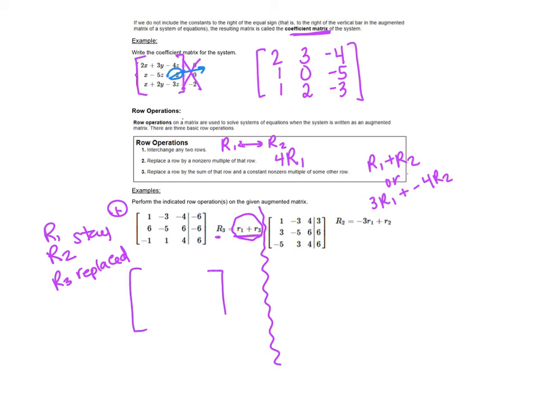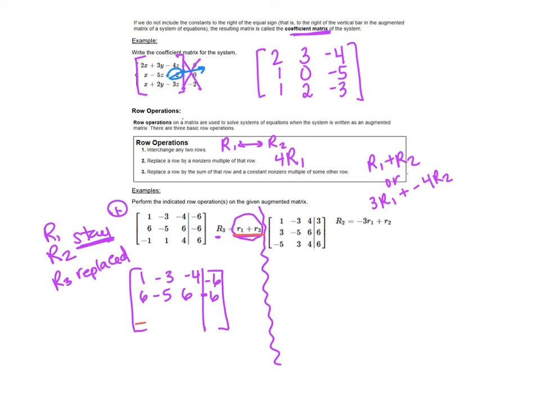Typically what I like to do is the ones that are staying, I go ahead and write those down so I don't accidentally mess them up. So I'm going to write down row 1 and row 2 because I'm not changing those in my answer. But what I am going to change is row 3. Row 3 is now going to be the combination of row 1 plus row 3.